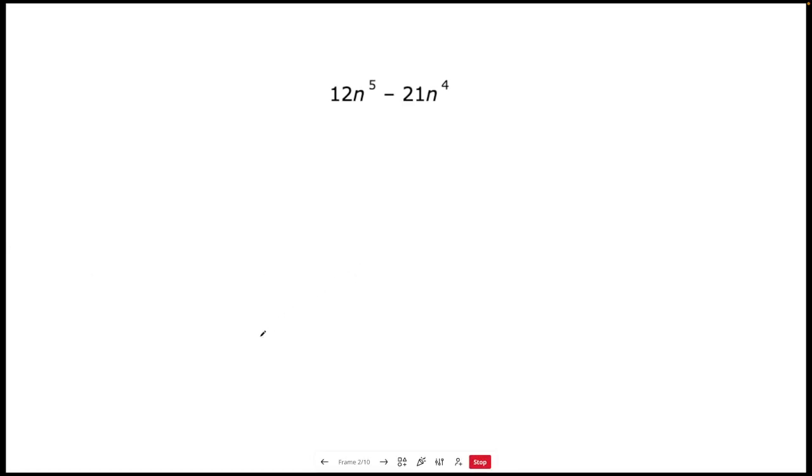All right, so for this problem, we need to factor it. And factoring this takes a couple steps. First off, let's look at the big numbers, 12 and 21. Maybe we know those are called the coefficients, right? The big numbers. And so we need to look at 12 and 21.